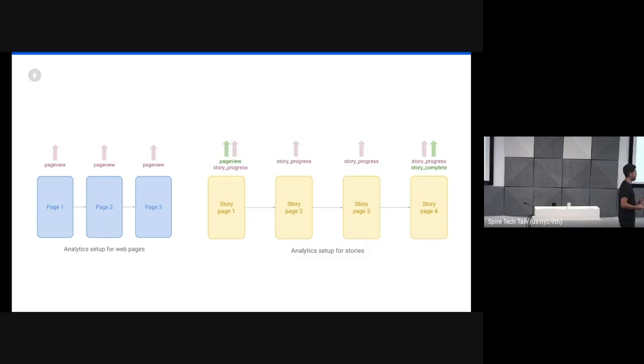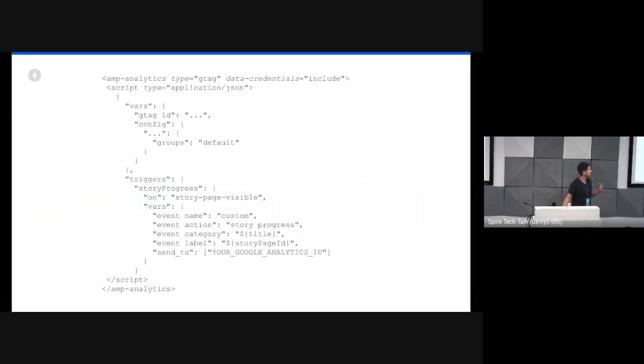So for example, in a story, we have progress, which means how far in a story a user has progressed. And then we have another trigger that's called, for example, story complete, which tells us when a user has finished reading a story. Even though these triggers are custom, we actually still use the same AMP analytics component that you would normally use in your site in AMP.